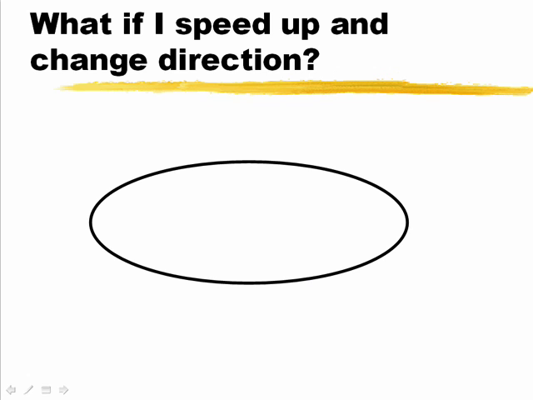But what if I speed up and change direction? What if I have more than one flavor of acceleration? Can I add the flavors? Well, first of all, my velocity vectors would be getting longer and longer as time goes on. And the acceleration vector, rather than being perpendicular to the velocity vector, would now point in a direction that is less than 90 degrees with respect to that velocity vector.